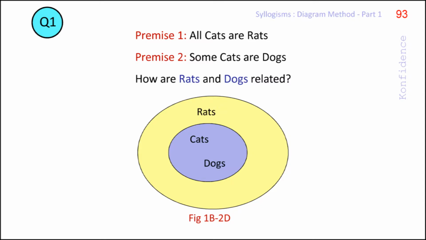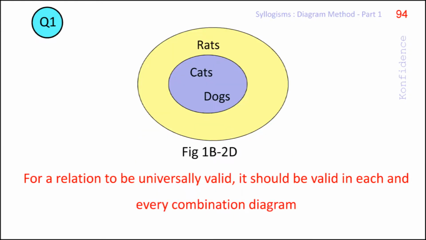Note that for a relation between rats and dogs to be valid, it should hold good for all the combination diagrams. Being true in some of the diagrams only is not sufficient. This is because each of the combination diagrams is a possible scenario, and for the relation we deduce to be universally valid, it should be valid in each and every diagram.